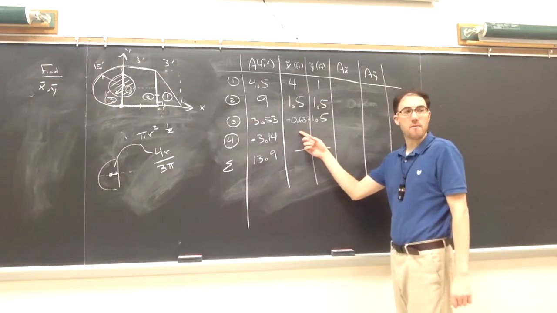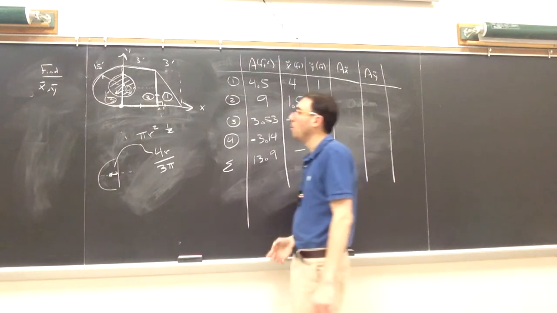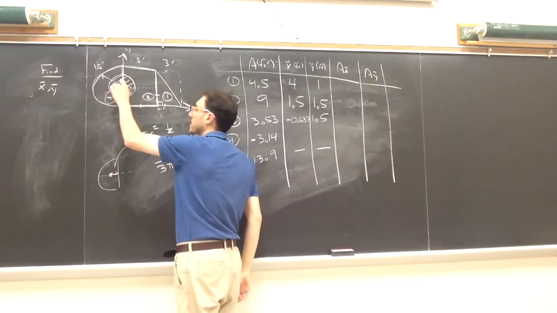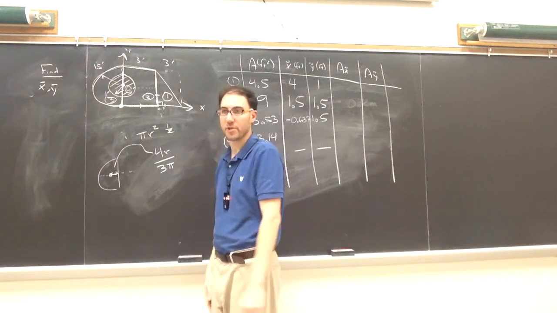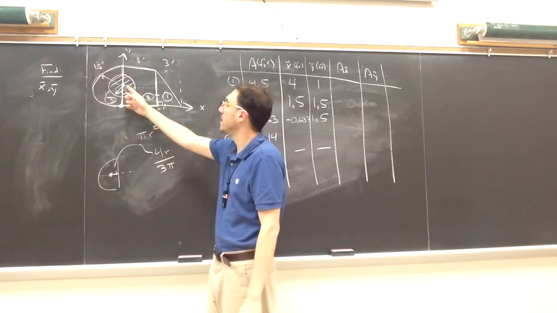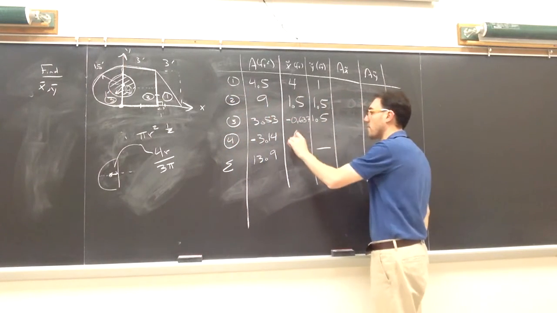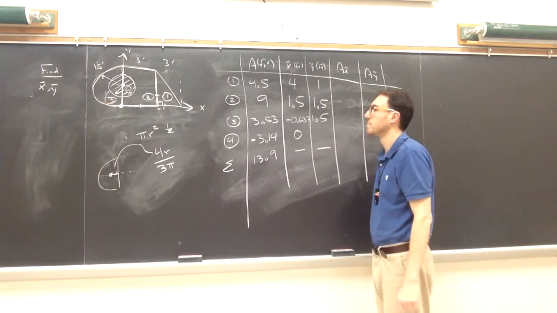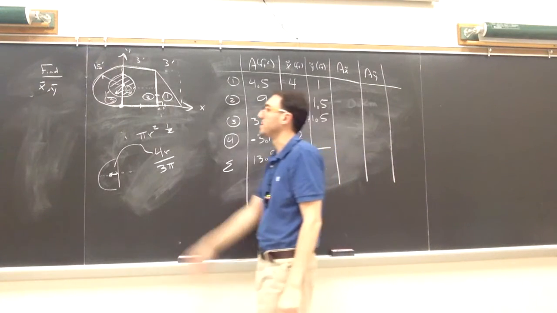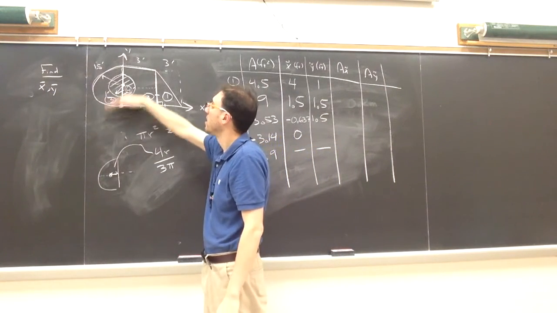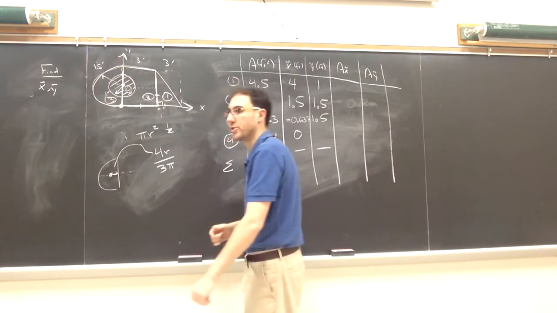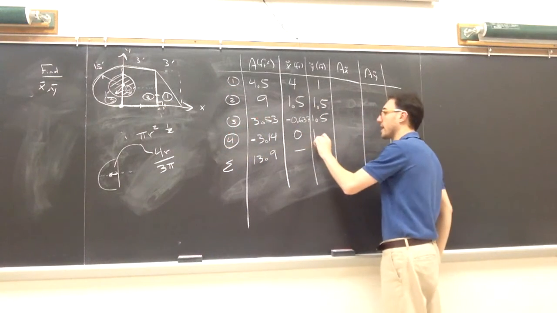So finally, shape number 4, where its centroid is located just at the center of the circle. Because its center lies on the y-axis, its x tilde is going to be 0. But the center of this circle is located 1.5 feet above the origin, so its y tilde, I get a positive 1.5.